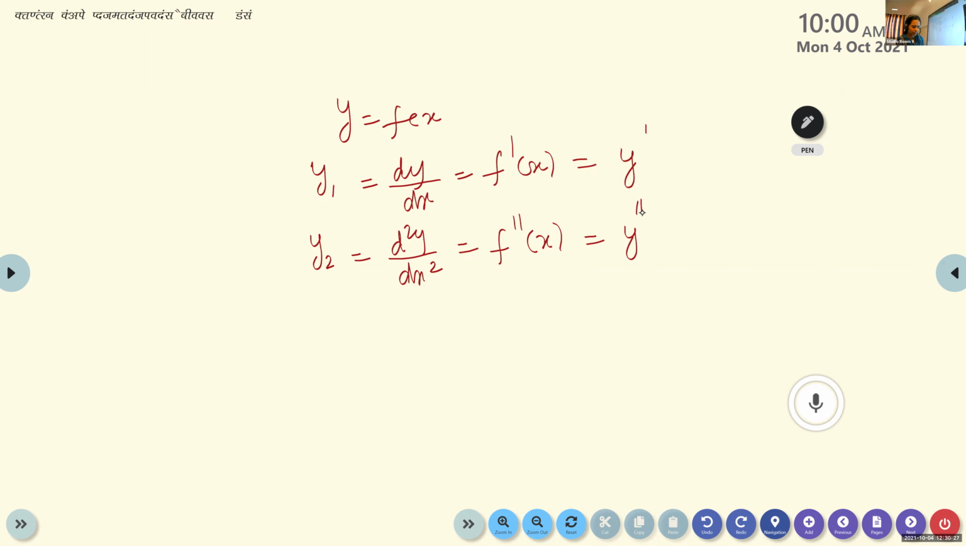Okay, I'll give a first question, write down. Find d square y by dx square if A, y is equal to x, B, y is equal to log x. Try this one. Y is equal to x and y is equal to log x.